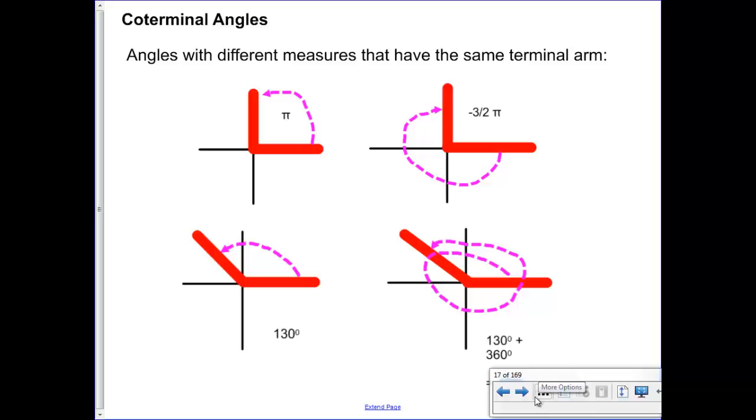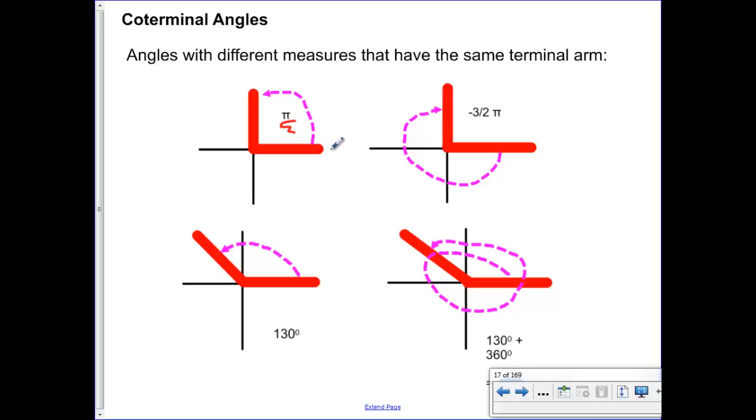Okay, one last thing, then I'll be done for the day. The last term I need you guys to know is called a coterminal angle. Did I talk about this term last year with you guys? Okay, a coterminal angle really refers to an angle with different measures, but that have the same terminal arm. Let me give you an example here.